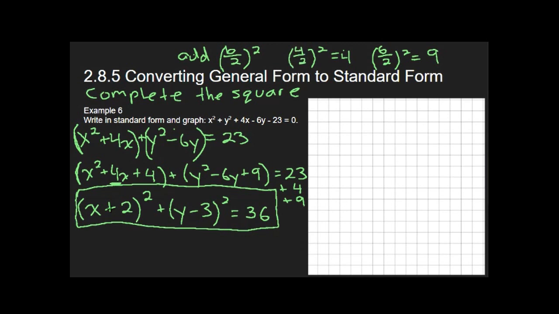You don't square it though to add it, you just add half your b here. So here our b is 4, add half, which is 2. Here our b is -6, add half, which is -3. And that's how you complete the square.